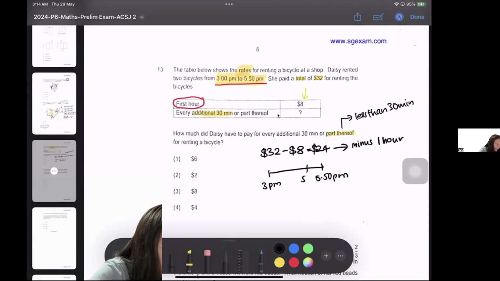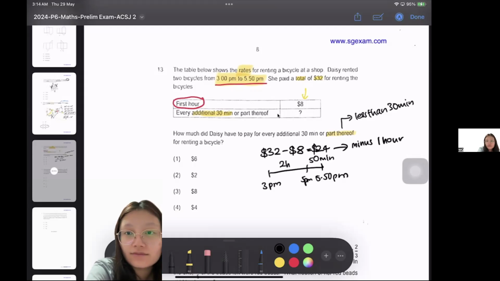Okay, if you draw a timeline, this is 5 p.m. This is 2 hours, right? Because 3 to 4 is 1 hour, 4 to 5 is 2 hours. Then this one is 15 minutes. Okay, the last part is 15 minutes.